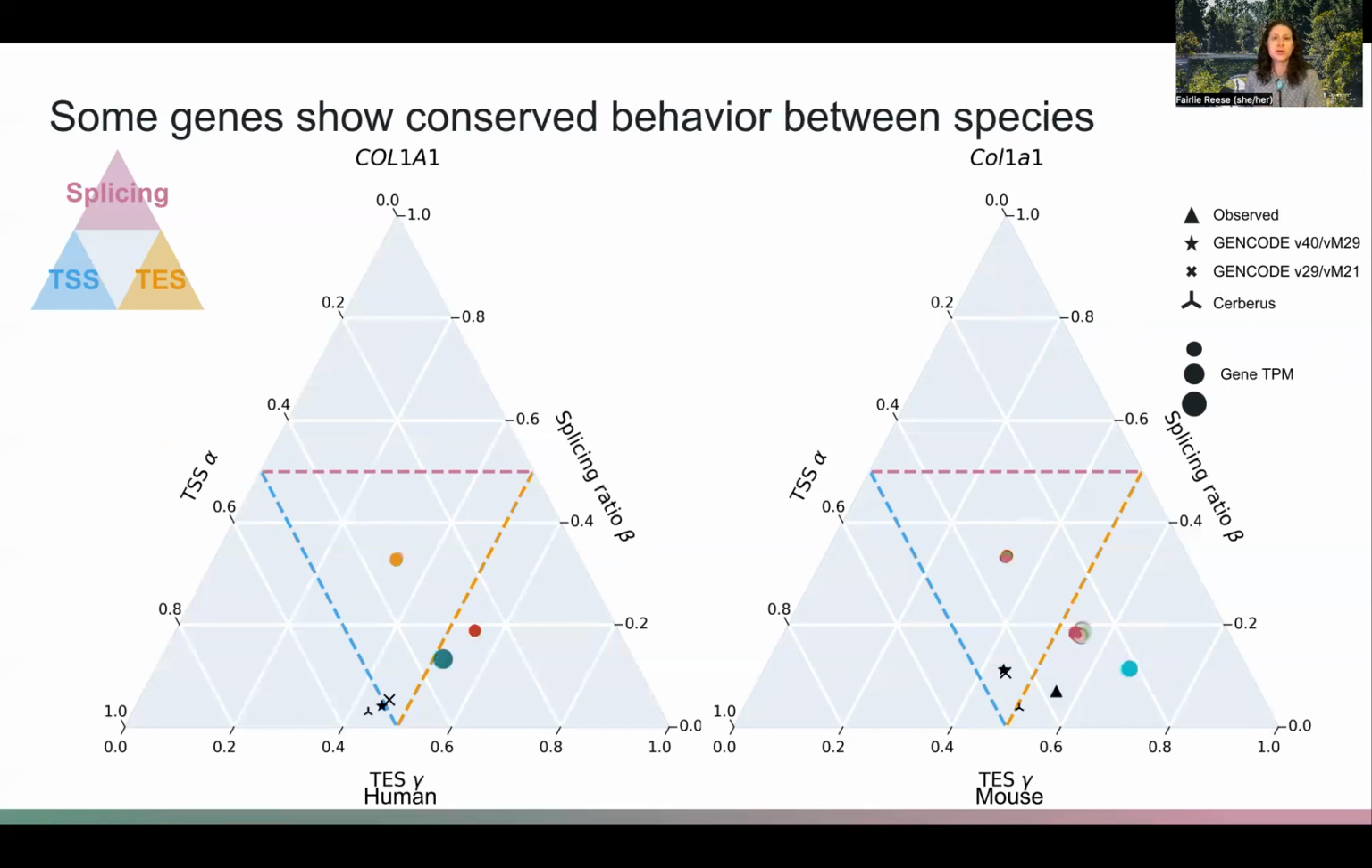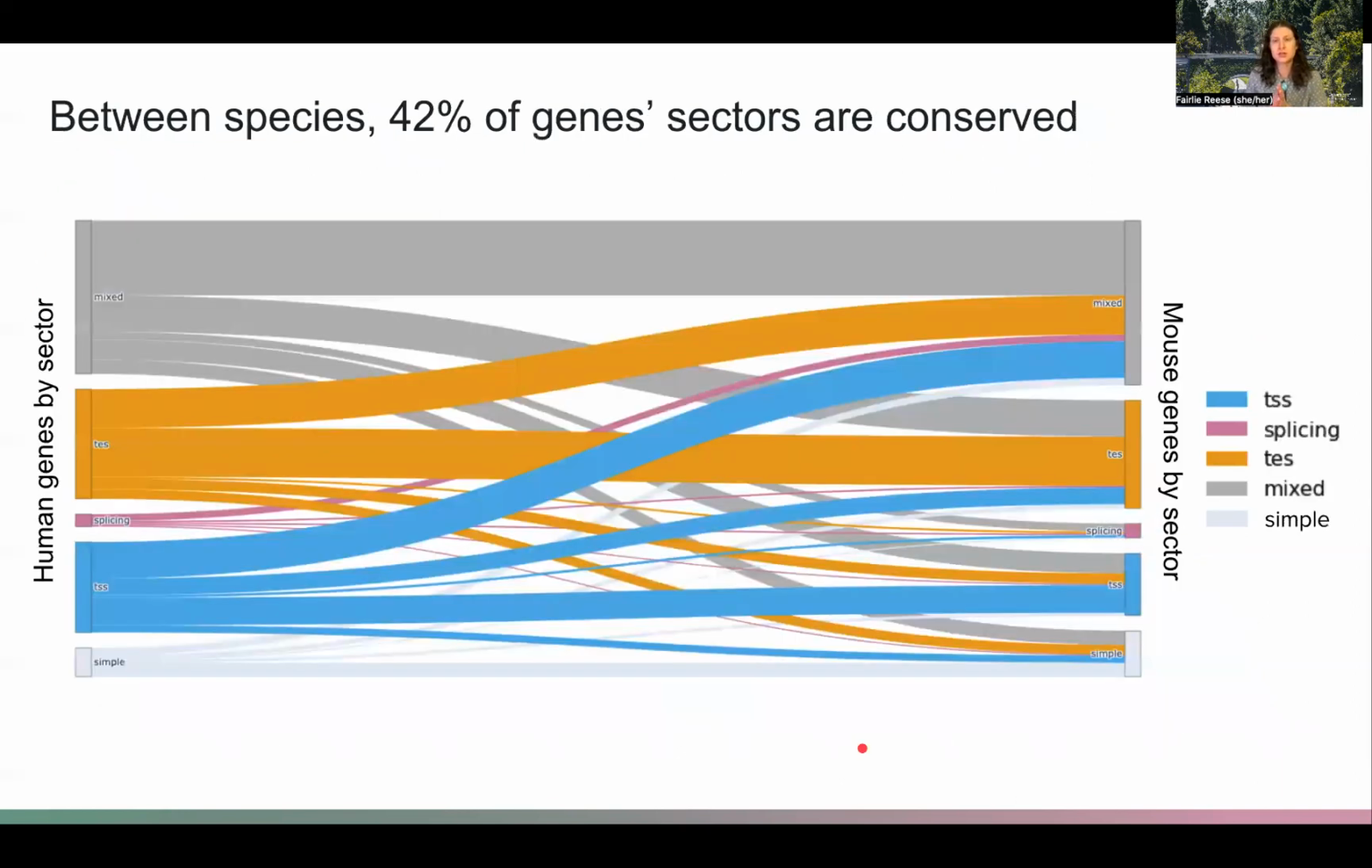But of course, we can also find instances where things look the same between human and mouse, such as in the case of COL1A1, where most of our samples have diversity limited to only the internal sector or the TES high sector in both human and mouse. And as a broad overview of this comparison between the species of the genes that they share in common, around 42% of those genes' sectors are conserved between human and mouse.